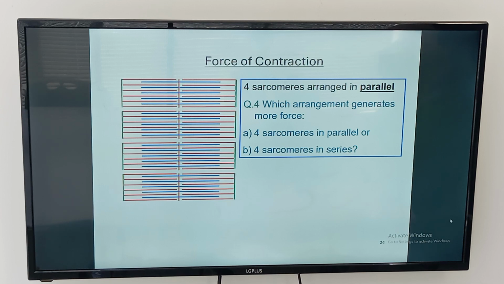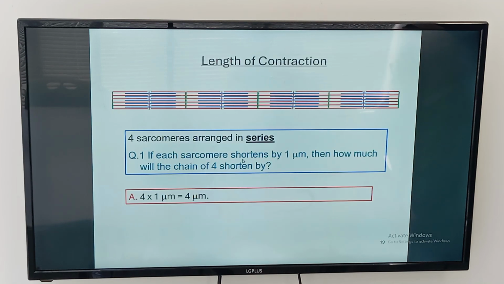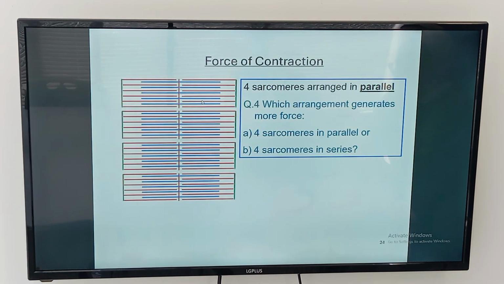Force of contraction. We have here four sarcomeres arranged in parallel. Keep in mind the difference between the arrangement in parallel, which is in this state, and this one in series. In series means one after the other, one after the other. But in parallel, one facing the other. This is in parallel.